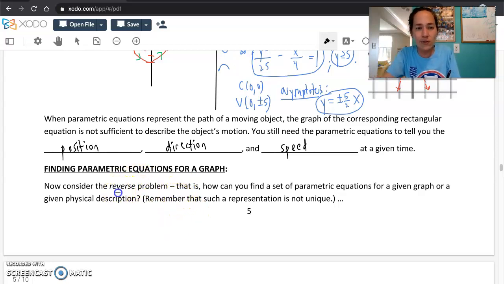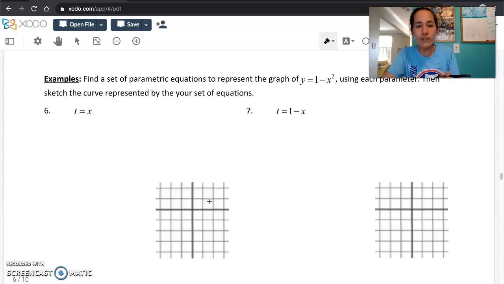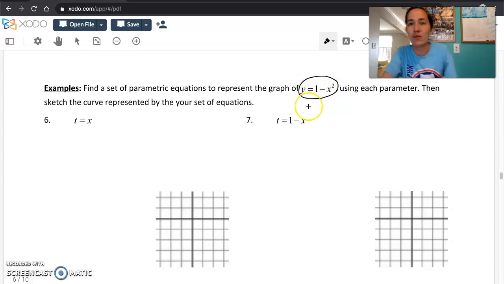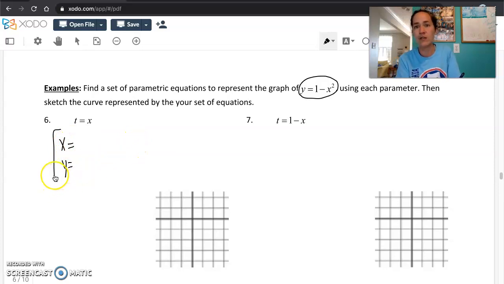It says, could you consider the reverse problem? How can you find a set of parametric equations for a given graph or a given physical description, right? So for examples like these, let's say I wanted to reverse this and start with something I'm really comfortable with. Start with something rectangular, and I want to go backwards. And we've seen this a little bit before. Let's say your parameter is just t equals x. And that is part of your set of parametric equations. A set of parametric equations needs to have two parts. It needs to have a horizontal component, an x equals, and a vertical component, a y equals. And in this case, they gave us what x equals. They want x to equal t.